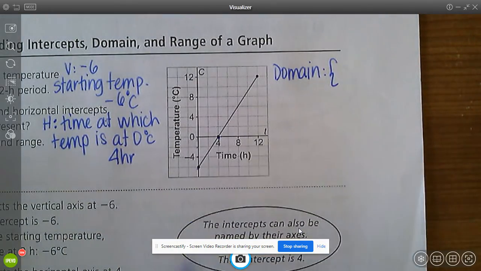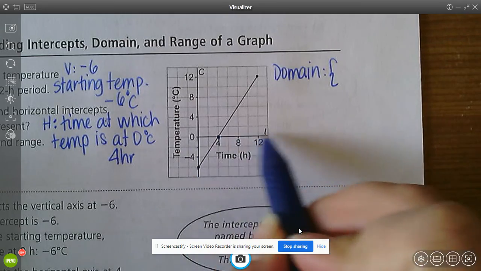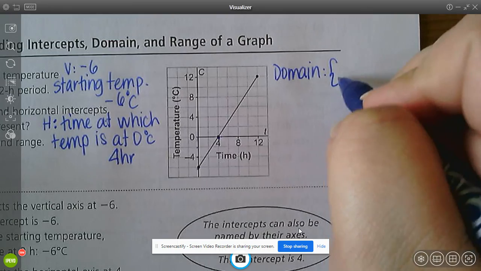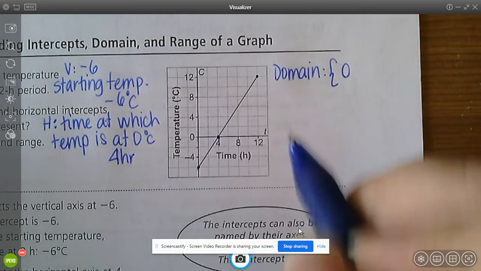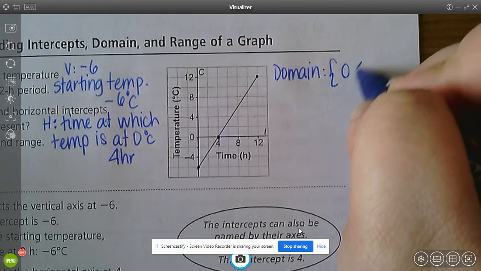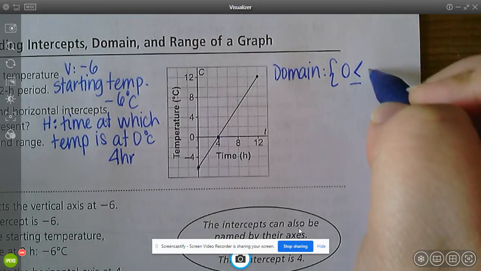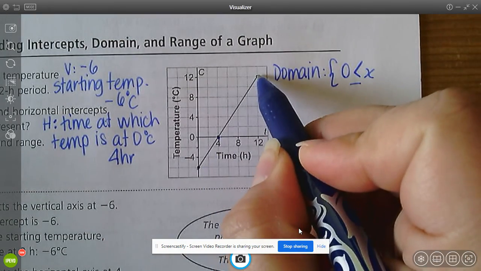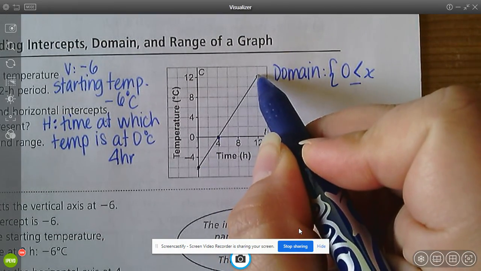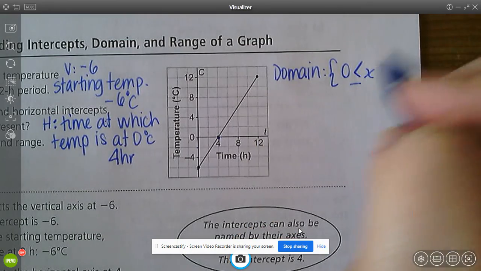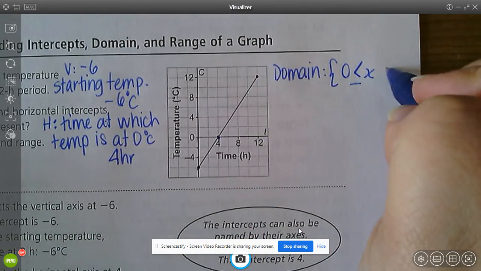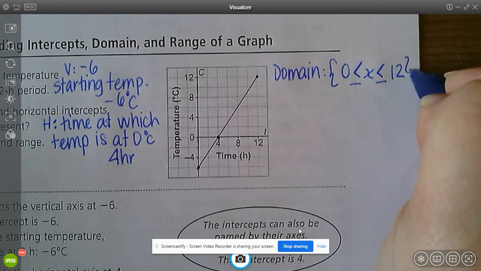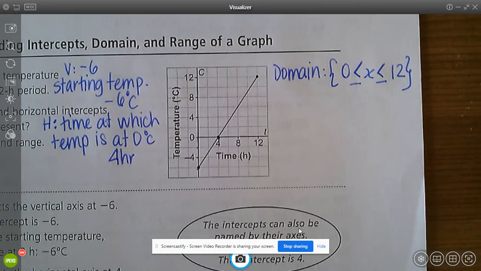Okay, so if we look here, the smallest number on the x-axis that our line is at is 0. Okay, and there is a point there. So we're going to say that x is greater than or equal to 0. And if we look at the x-axis on this end, at its very highest point, it's at 12. And it could be equal to 12 because it has a point there. So x is less than or equal to 12. And again, we finish off with our beautiful brackets there.